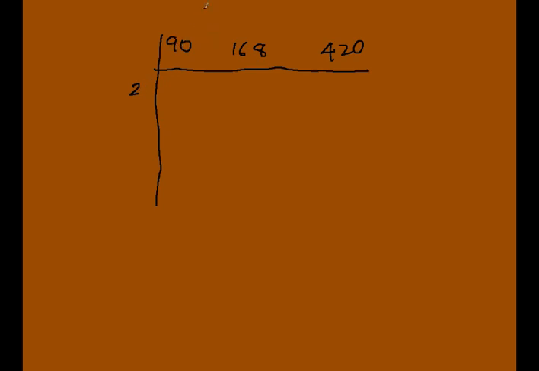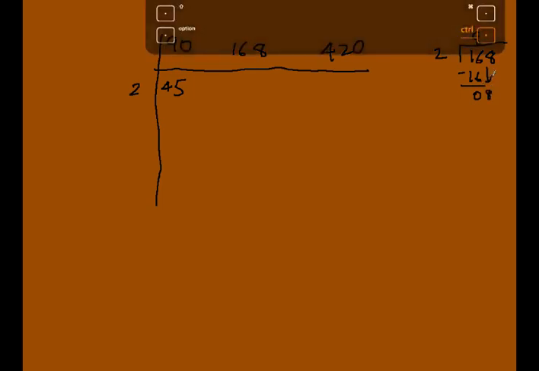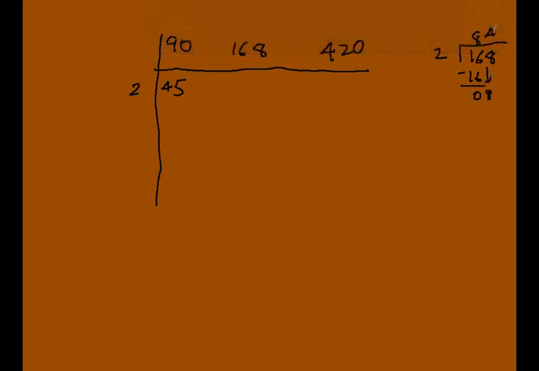Half of 90 is 45. Half of 168, if you don't know, go on the side and divide it. 2 into 168. How many times does 2 go into 16? It's 8 times. 8 times 2 is 16. 16 take away 16 is 0. Bring down the 8. 2 into 8 is 4. 4 times 2 is 8. 8 take away 8 is 0. So we have 84 here.